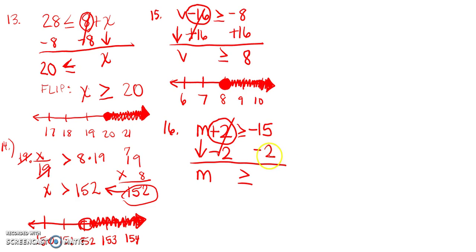Negative 15 plus negative 2. Again, same sign, I'm going to add. So 15 plus 2, of course, is 17. So I have to keep the sign, and it's going to be a negative 17. So m is greater than or equal to negative 17. And that looks like this.